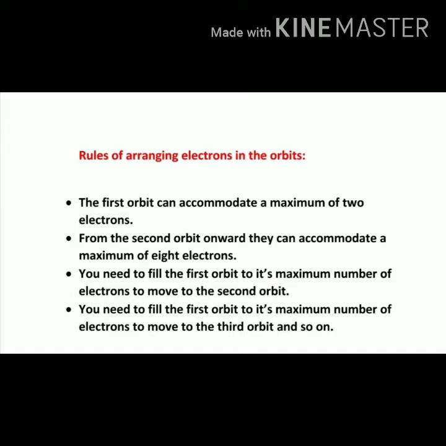You cannot fill in the first orbit with one electron and then go to the second orbit, fill it with just 2 or 3 electrons and jump off to the third orbit. You have to fill in the first orbit with a maximum of 2 electrons, go to the next orbit, fill it with a maximum of 8 electrons if available, then go to the third orbit. So I will explain this with the help of some examples.